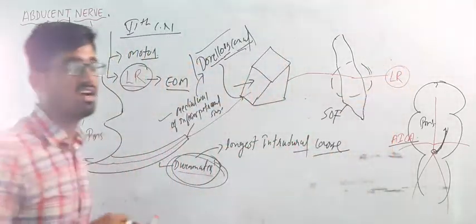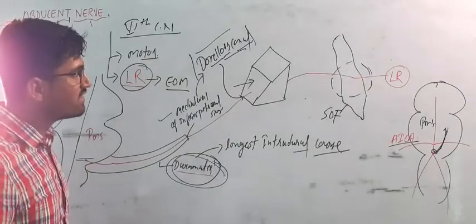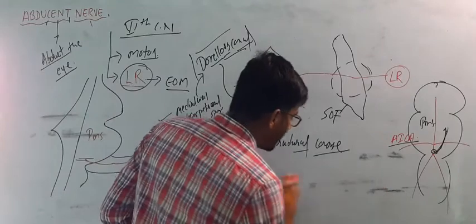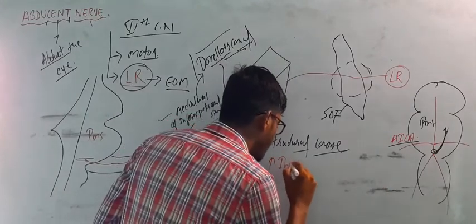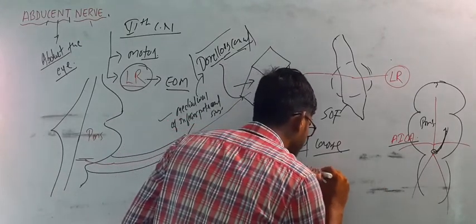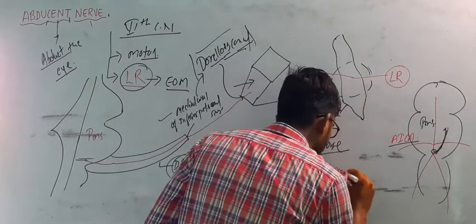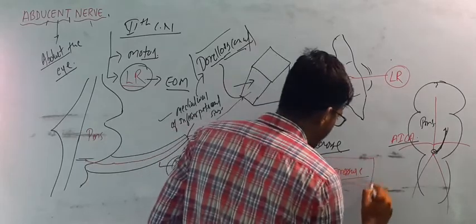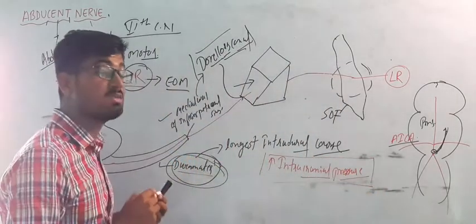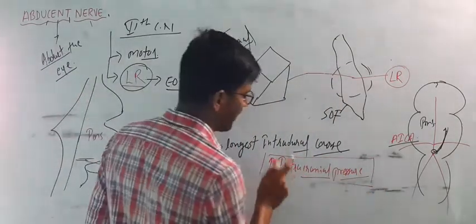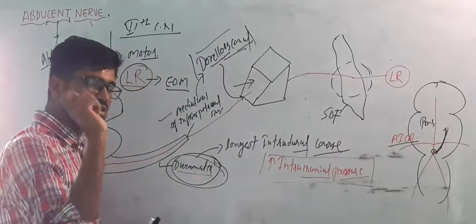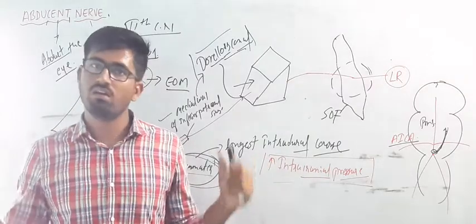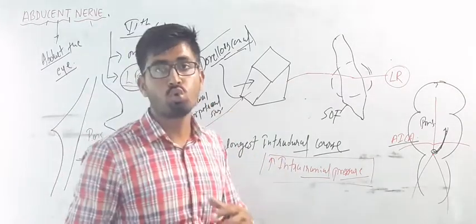and it supplies the lateral rectus. Remember one thing, sir: in injury it is prone, if there is increased intracranial pressure. So this is the first nerve. The abducent nerve, cranial nerve 6, is the first nerve which is going to be affected. So this is the unique feature of the 6th cranial nerve. With increased intracranial pressure, it is very prone to get injured, right?